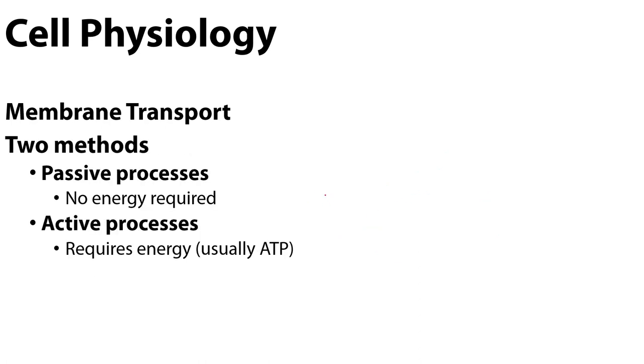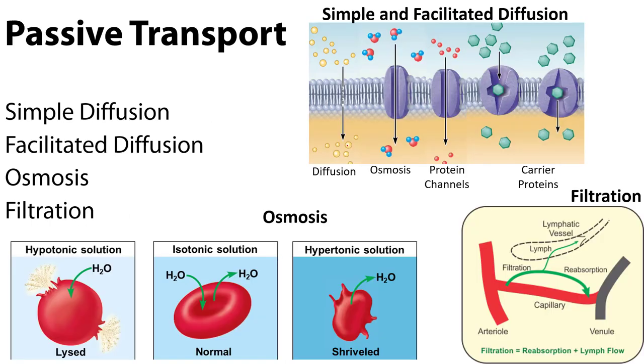Okay, I realize we have some slides talking about this. So passive processes don't require energy. That's as simple as diffusion. Okay, so here you go, here's a good summary of all of this. On the left here, you have diffusion. So for example, these might be little lipid droplets or water molecules.